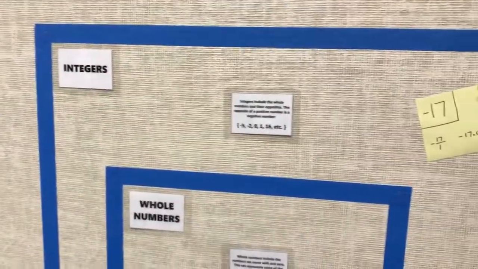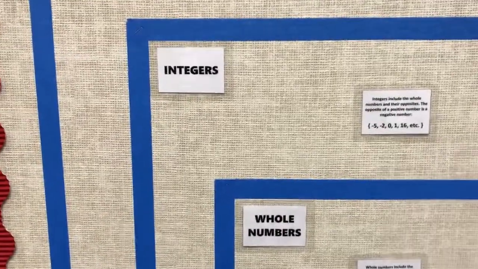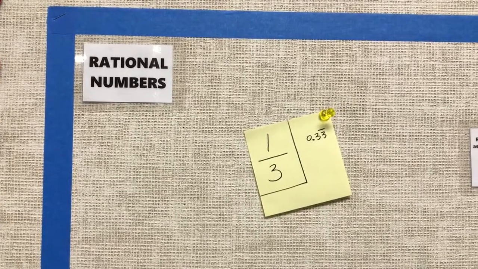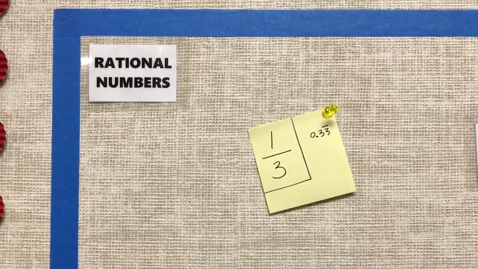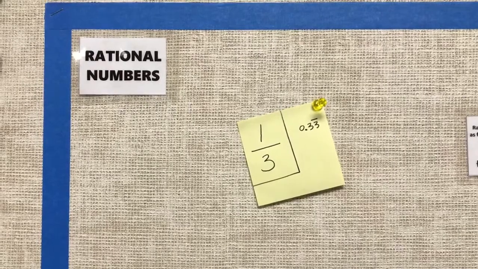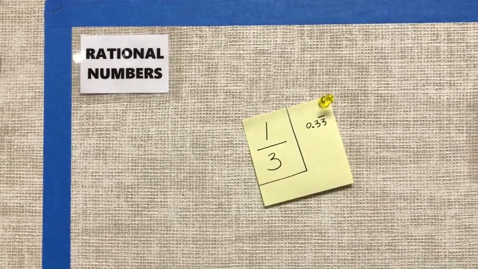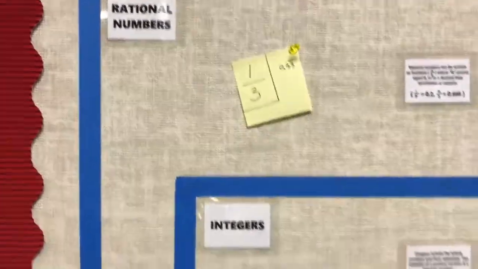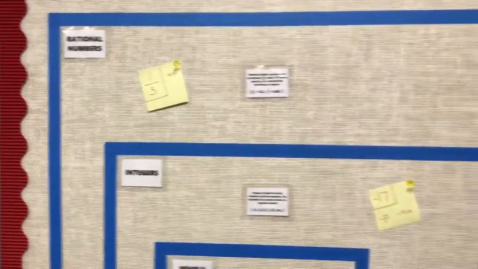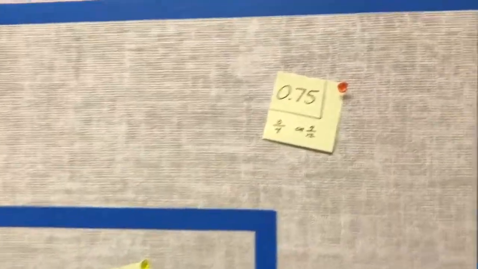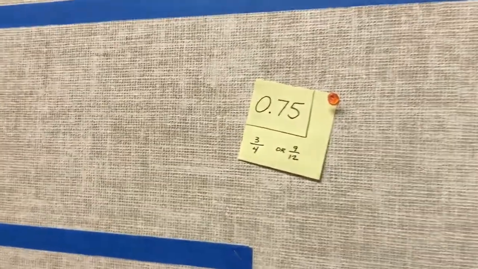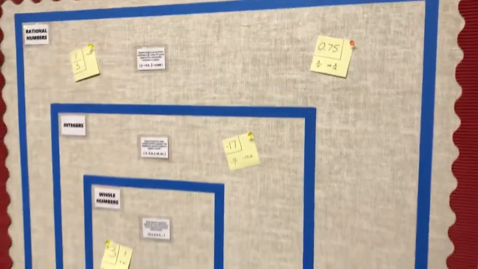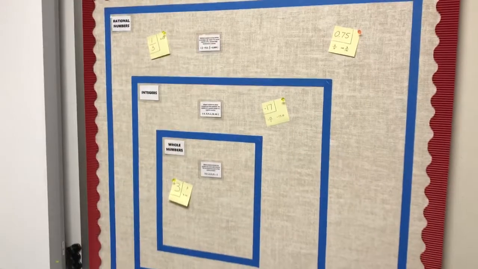And then we have some that are rational numbers only. So 1/3, for example, which equals 0.33 repeated. It is part of a number. It is not a whole number, and it is not an integer. So it is alone in the rational numbers nesting box. And so you can see that 0.75, which is equal to 3/4 or 9/12, is also not an integer and not a whole number. So it exists in that group by itself.